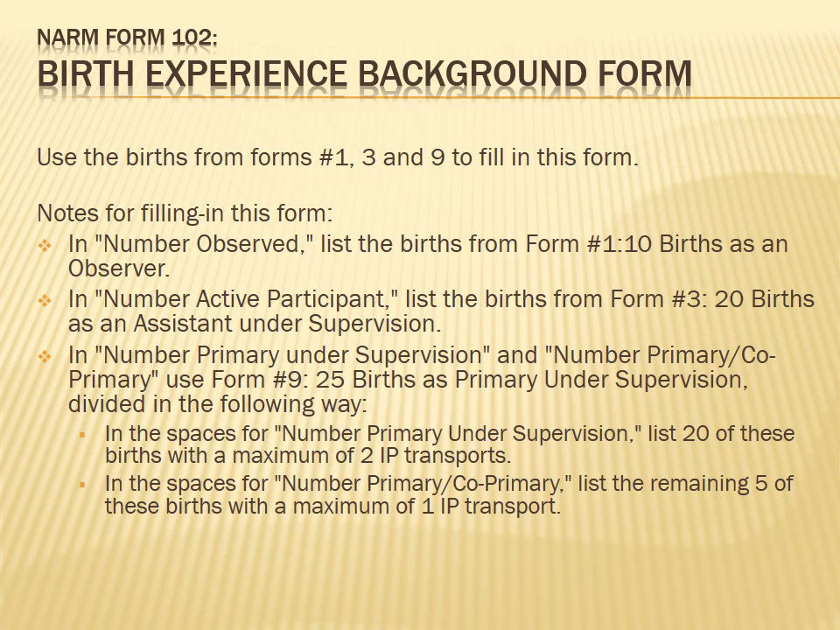In number primary under supervision and number primary co-primary, use form number 9, 25 births as primary under supervision, divided in the following way. In the spaces for number primary supervision, list 20 of these births with a maximum of 2 IP transports. In the spaces for number primary co-primary, list the remaining 5 of these births with a maximum of 1 transport.